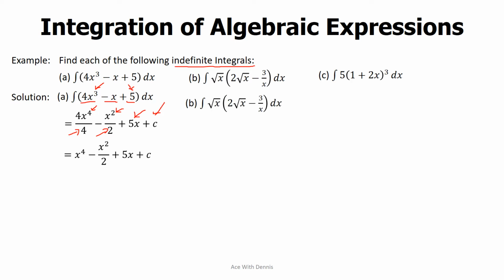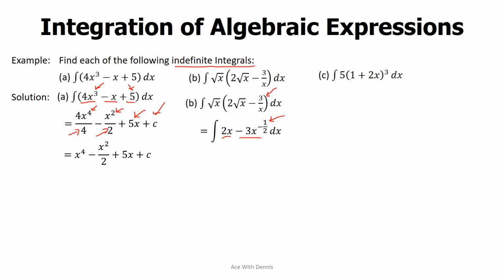For B, integration of root x bracket 2 root x minus 3 over x dx, we can expand the bracket, which we get 2x minus 3x to the power of negative 1 over 2. Notice that for a fraction, we should change it into the indices form so that we can integrate it easily. So from here, we have two terms. The first term is 2x, the second term is negative 3x to the power of negative half. So now, let's integrate one by one.